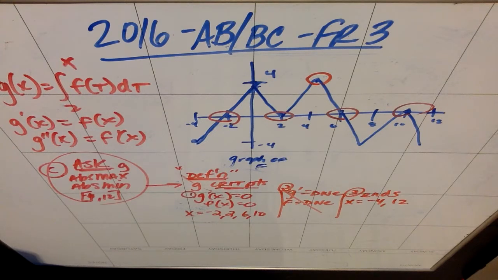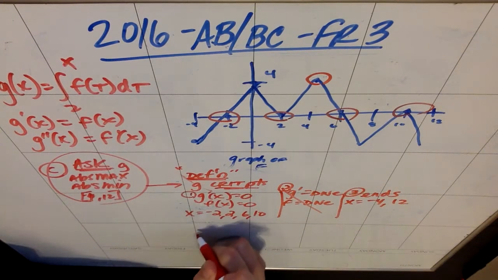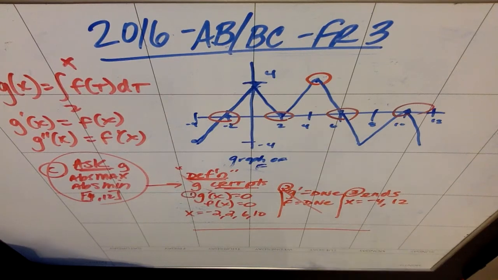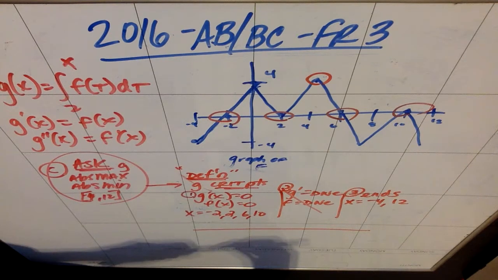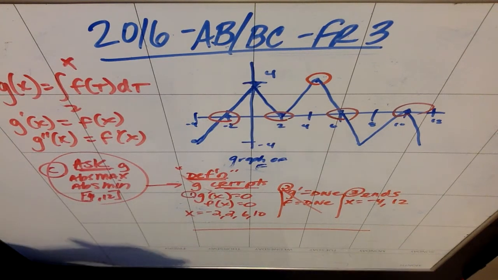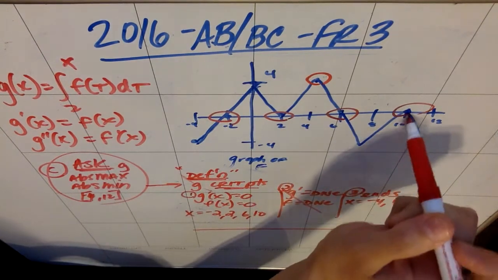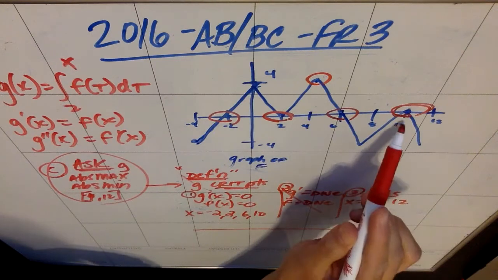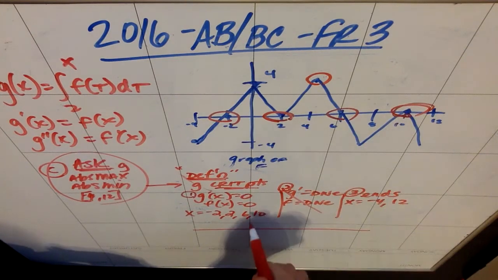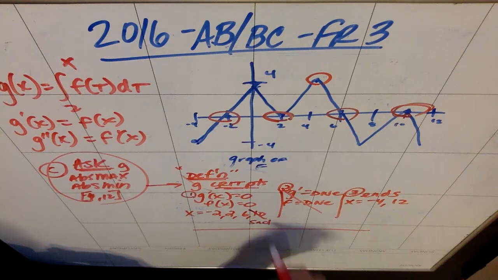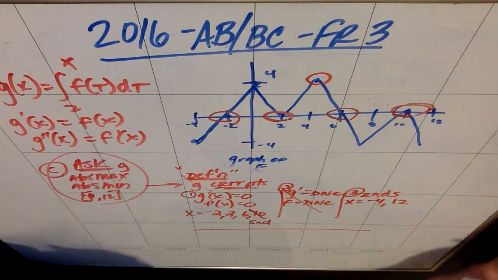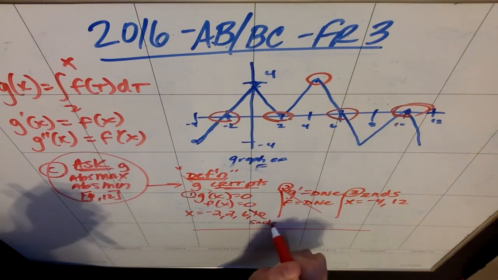Now, I can consider all of them if I want, but I think it's smarter to take your critical points and make a quick sign chart and see possible values. It's up to you. We already know that these spots are saddles. We saw that this one's a saddle, not a max or a min. So I can cross 10 off because it is a saddle, because G prime doesn't change sign.